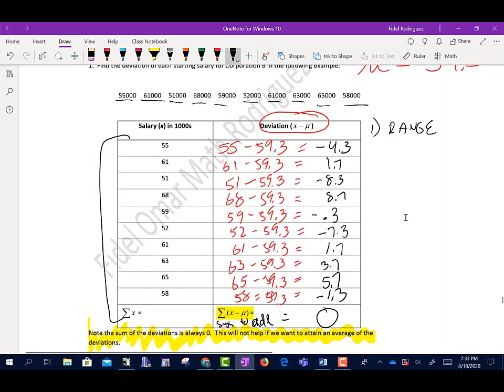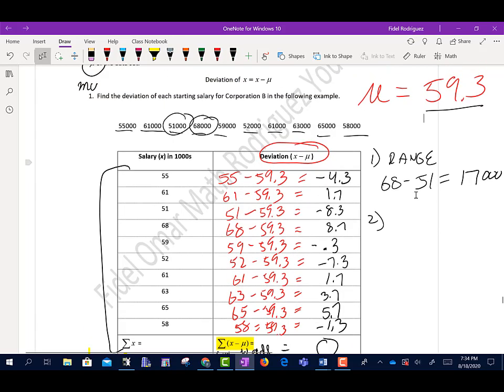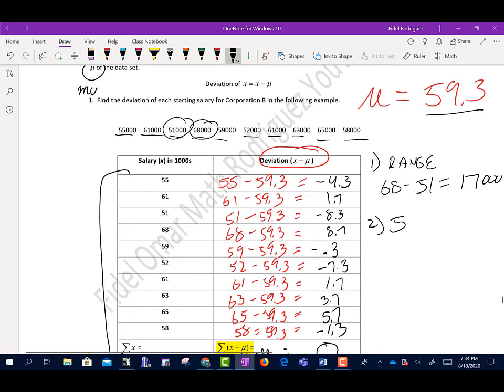What was the highest salary we had? It looks like the highest salary was 68,000, okay? I'm just going to use 68. The lowest looks like it was 51. So the range is going to be 17,000, right? Okay, number 2. We already found the mean. We have found it earlier. The mu we said was 59.3. So remember what that means. Because this is in thousands, it means it's 59,300. Okay. Then we have something called the variance and the standard deviation, okay?